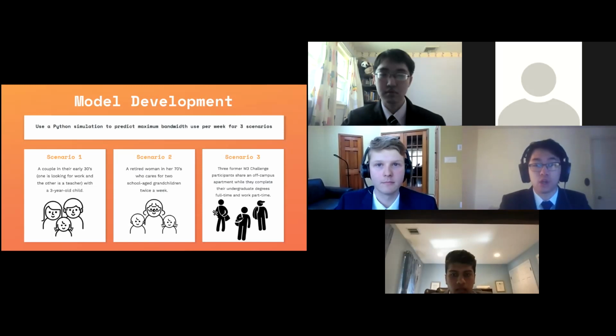Repeating the simulation along with finding the 90th and 99th percentile in the distribution of data allows us to uncover the bandwidth required to satisfy demand 90% and 99% of the time. And on the slides, we can see the three scenarios that were given for the problem.